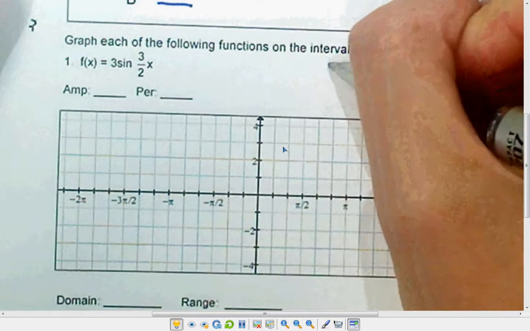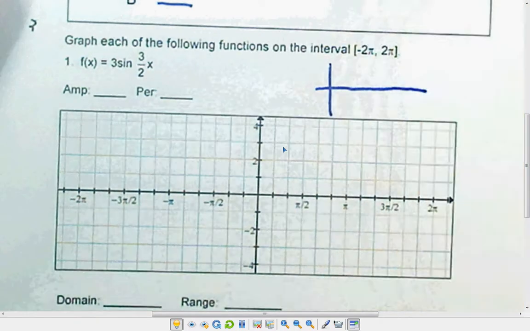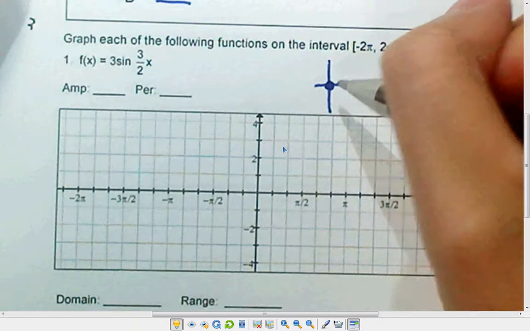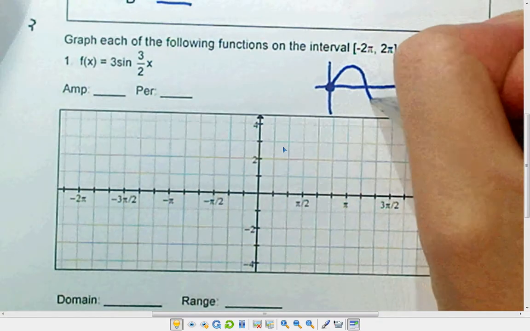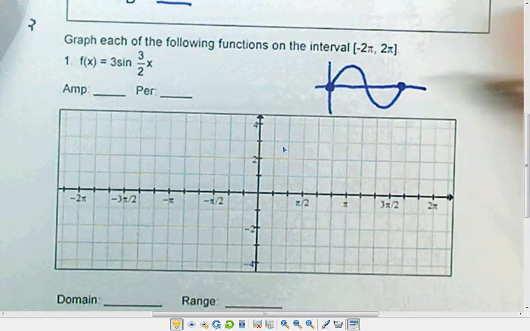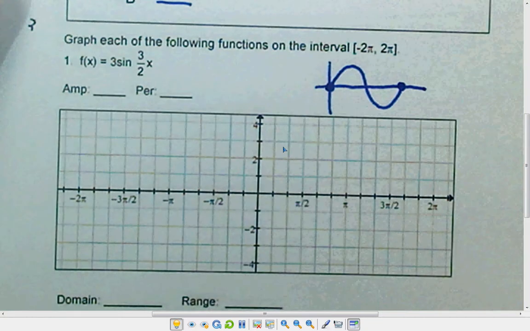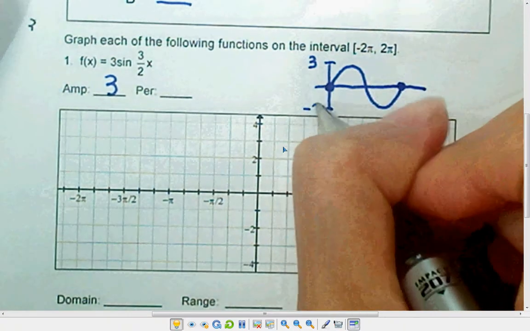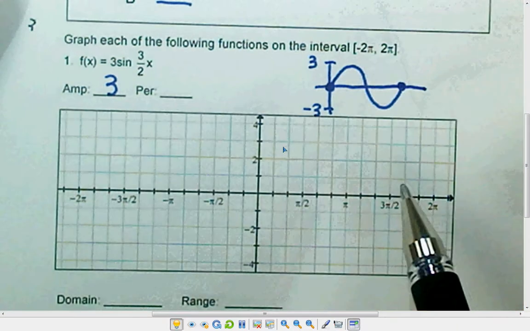So for number 1, this is just like what we've been doing for the past 2 days now. The first thing you need to do is draw the shape of your function. Because this is sine, you know it starts at 0, and it's positive, which means it's going up first and then down. It's going to end back at 0. So this is a positive sine. Your amplitude is 3, so that is where this graph is going to go up to and go down to.